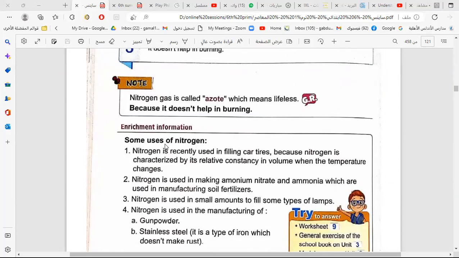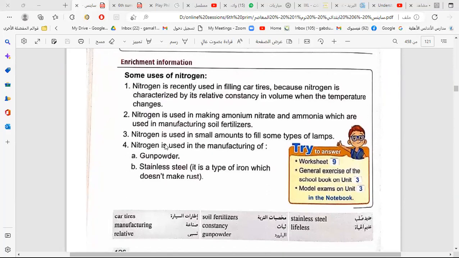After that, there is some enrichment information. This enrichment information was in the lesson, but they canceled it, so it will not come in the exam. But we will read it quickly, okay? It is for more reading, for enrichment information, okay?